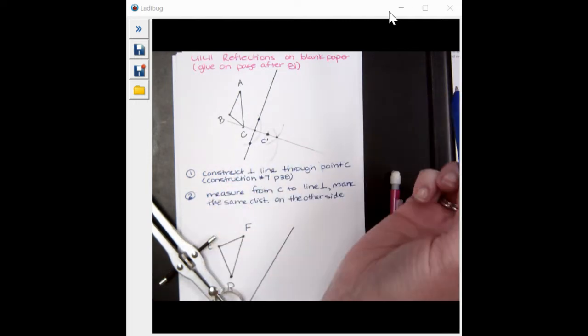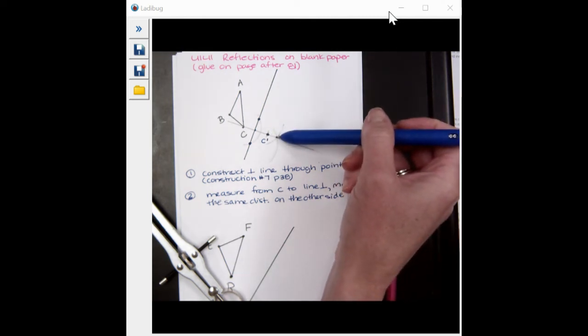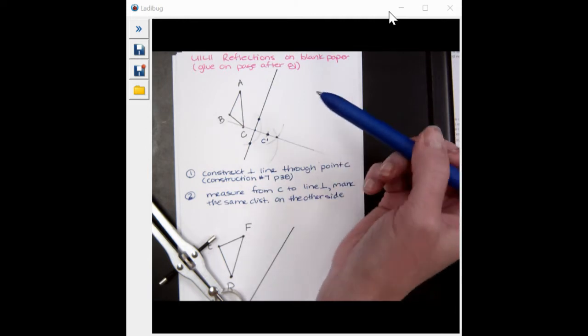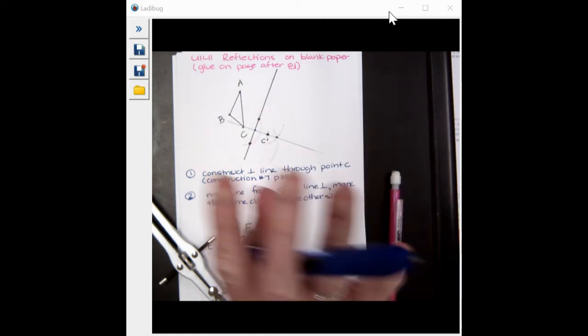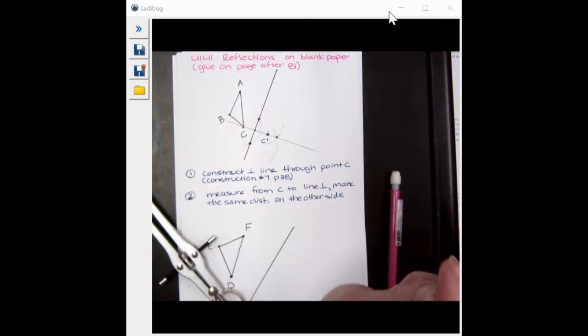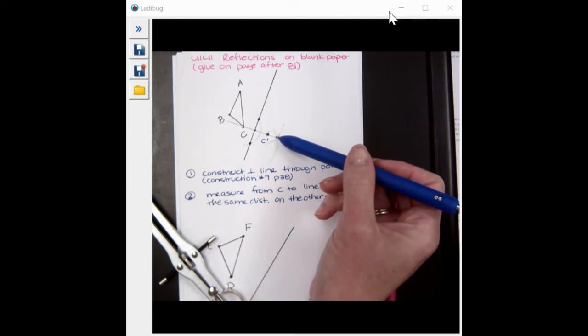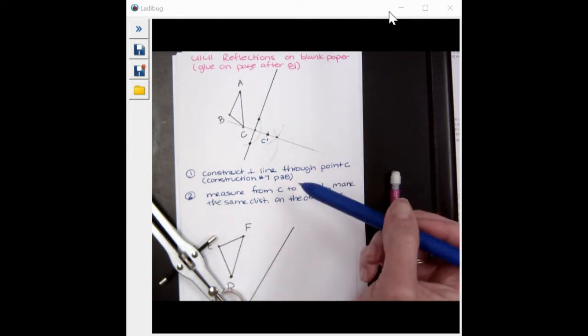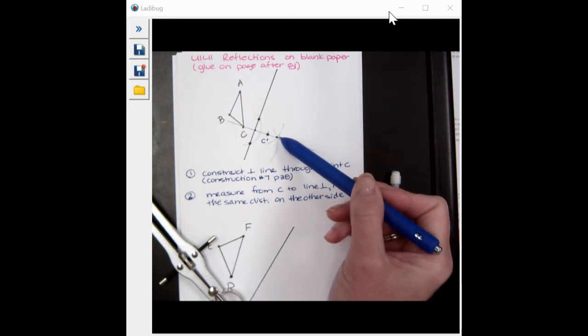So usually at this point, I have a couple students get confused because C prime and their perpendicular line point are the same. This happens when you don't change your radius and it's fine. It's not an error. It's actually a shortcut. But I just want to point out that this point that I used to draw my perpendicular line in part one is not my C prime.